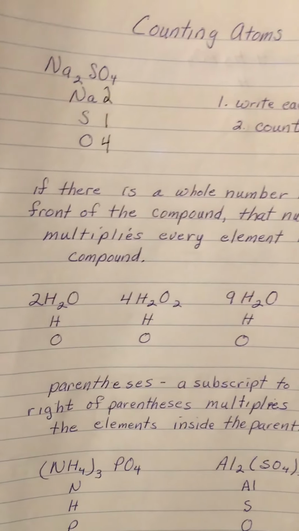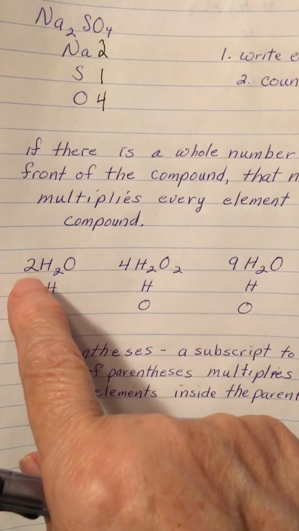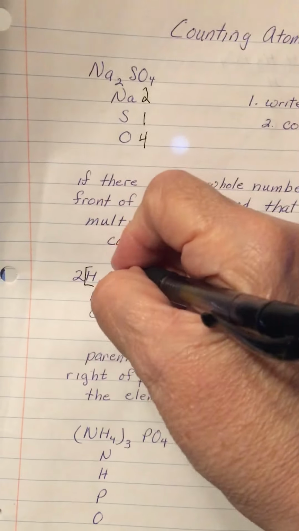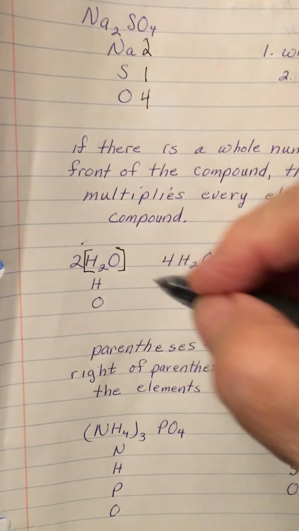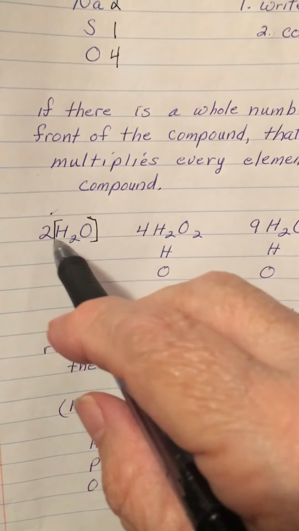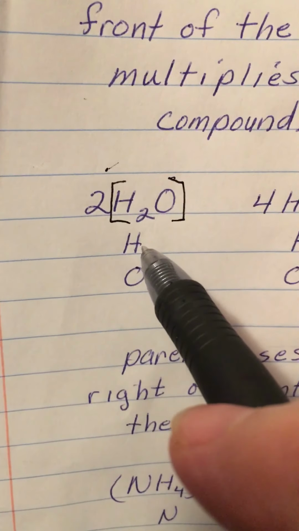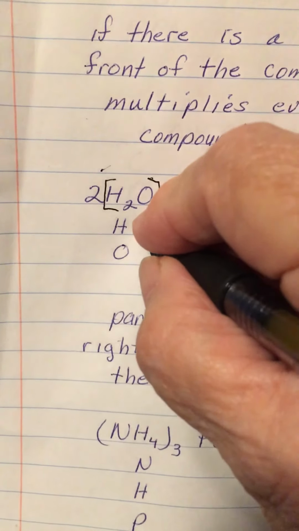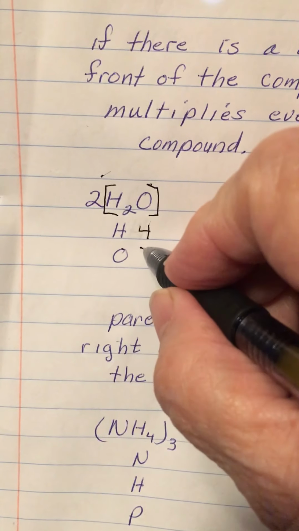Now let's do ones that have numbers in front of it. When they have a number in front of it, it's like having a parentheses or brackets around the formula, and that number multiplies everything inside those brackets. So write the elements. We have H. Well, 2 times 2 is 4. And 2 times 1 is 2.